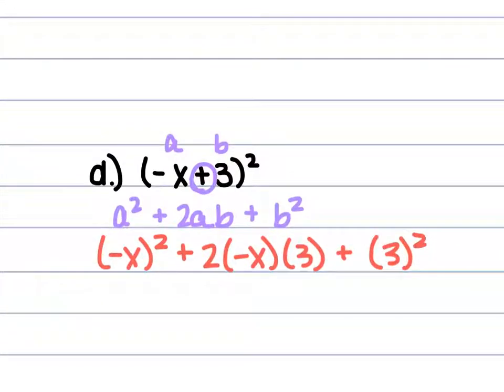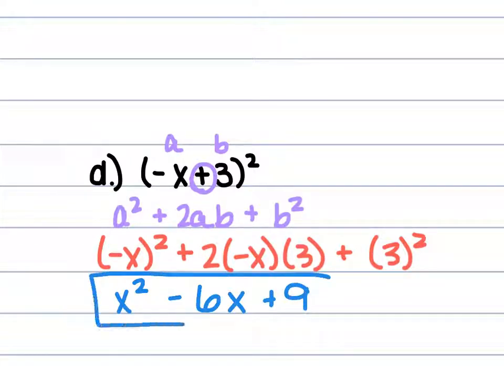So simplify this out. The negative x squared is just x squared. 2 times negative x times 3 is negative 6x, and 3 squared is 9. So x squared minus 6x plus 9.